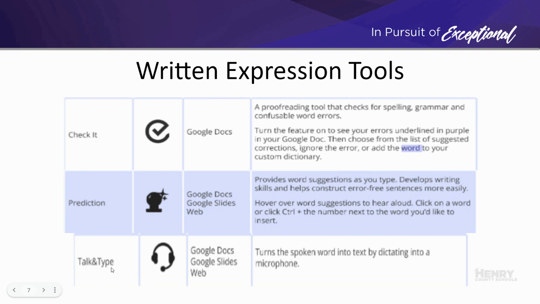Talk and type is another feature for written expression, and some may call this speech to text, just like you may turn on your smartphone and speak in a text. You can speak in text on the Chromebook using this feature. We have students that may use this for speaking out a whole paragraph, and then we have students that just turn it on to maybe spell that one word that they're not able to spell, and then turn it off and keep typing.